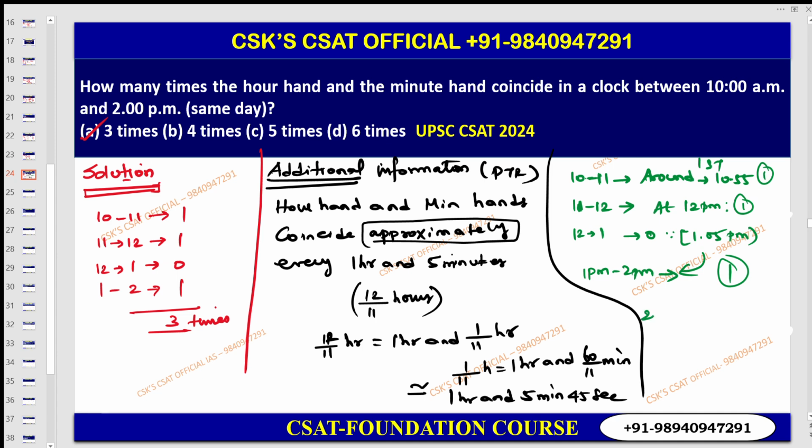Now the next one falls in the 2 p.m. to 3 p.m. range, because as I mentioned, 1 hour 5 minutes approximately, so 1:05 falls here and the next is 2:10 only. So this data is not required because the question is only up to 2 o'clock. Therefore how many? 1, 2, 3. 3 times. Guys, understanding these additional data surely will help you in some cases.